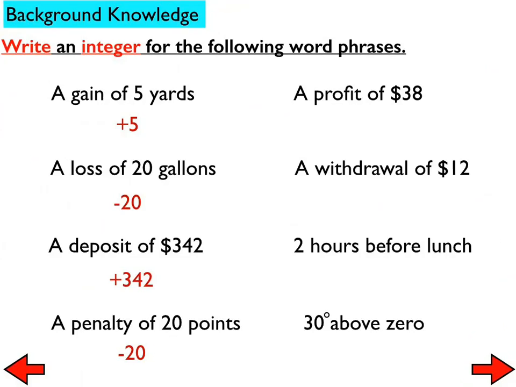Negative. It's a positive. Profit means you're, what's that? So withdraw maybe. Well, we're not on withdrawal yet. Profit means you're making money. Withdrawal is negative. 2 hours before is negative. 30 degrees above is positive.